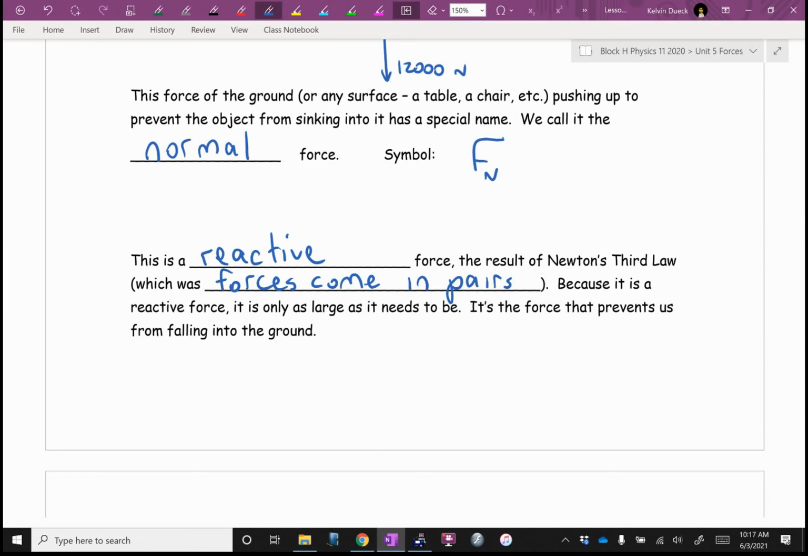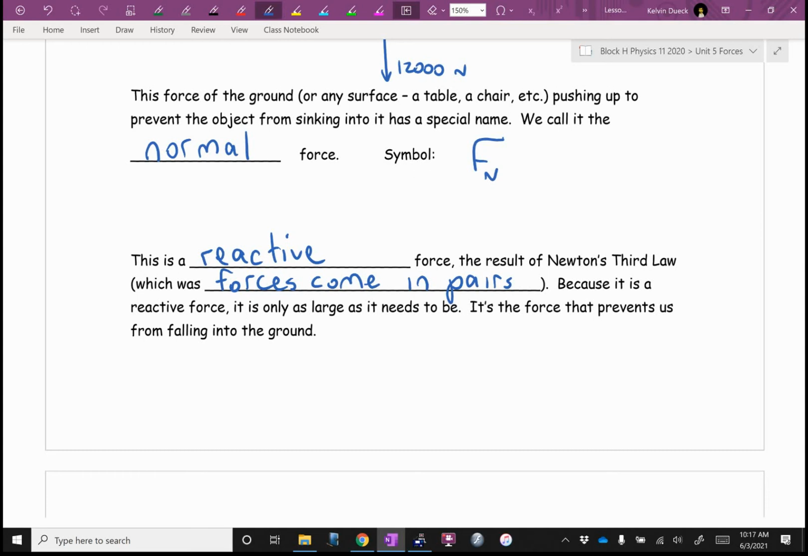So, for example, now I'm pushing against the wall with 200 newtons. Am I sinking into the wall like quicksand? Am I flying off of the wall? How big is the normal force? I'm pushing with 200 newtons. How big is it exactly? 200 newtons. Now I'm pushing harder with 260 newtons. Whoa. How big is the normal force exactly? 260 newtons. So it will match you. It's a reactive force.